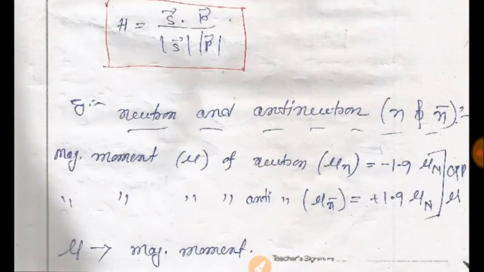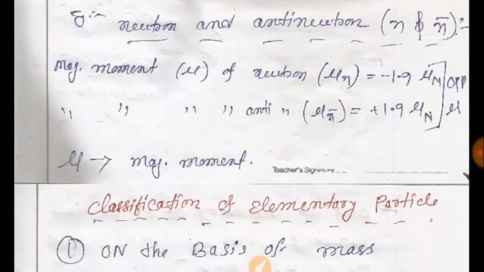Here the magnetic moment of the neutron is minus 1.9, and for the anti-neutron it is positive 1.9.